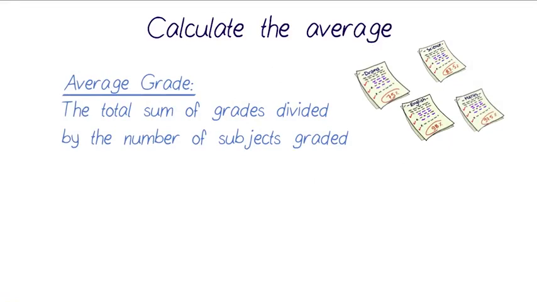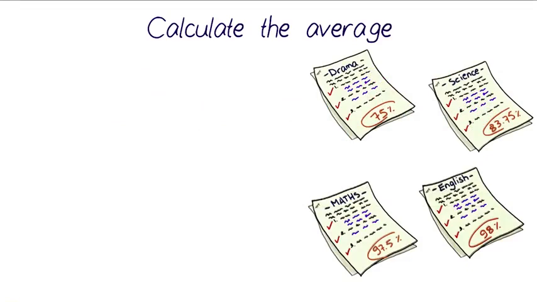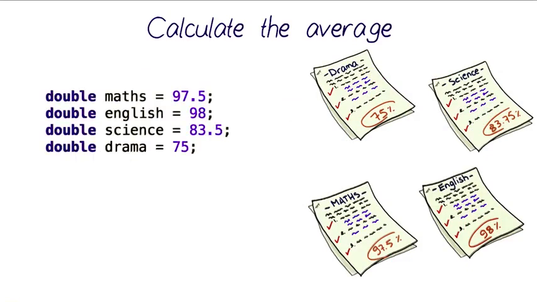So, for now, the average can be calculated by adding all those grades for those 4 subjects divided by 4. Once you write the program that would calculate the average for those 4 subjects, it should be really easy to add this 5th subject into the average calculation. Let's start by declaring and initializing a variable for each subject.